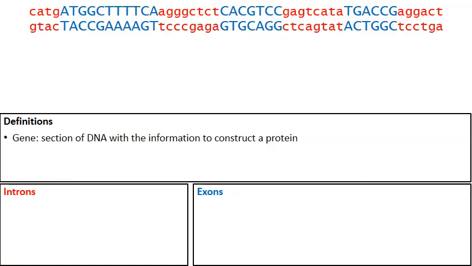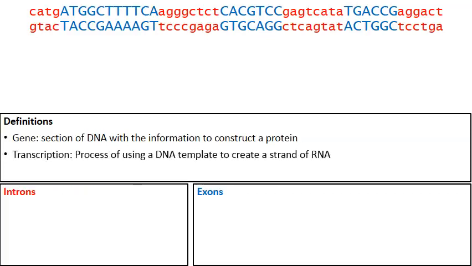So here is a gene right here. Here's a section of DNA. Notice how A pairs to T and C pairs to G. So now I've color-coded. Everything in red will eventually be deemed an intron, and everything in blue will eventually be deemed an exon. Well, the other definition I want to bring up is the definition of transcription, the process of using a DNA template to create a strand of RNA. And in this case, we're going to create messenger RNA.